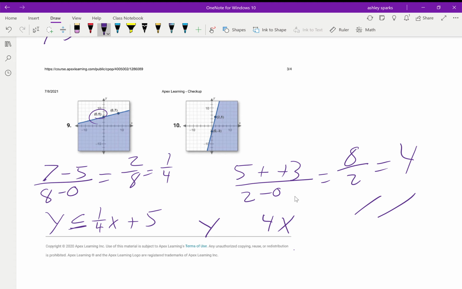4x minus 3. Be careful when your intercept is negative, keep the sign with it. And then we want to decide if this is above or below my line. So it looks like my shading is being done below my line. Yes. So y would be less than, and it is equal to. So that is graphing an inequality.